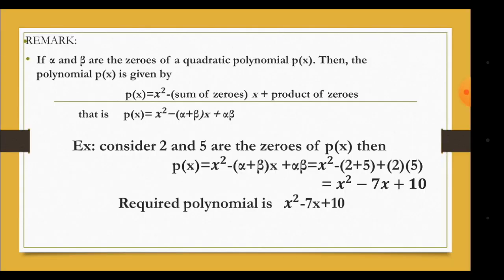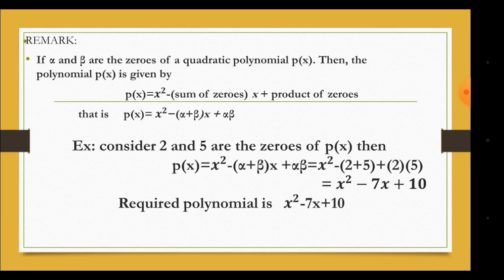Now one more important point we have, if alpha and beta are the zeros of quadratic polynomial p of x, then polynomial p of x is given by p of x equal to x square minus sum of zeros into x plus product of zeros. Now you know sum of zeros means alpha plus beta and product of zeros means alpha into beta. That means p of x equal to x square minus alpha plus beta into x plus alpha into beta.